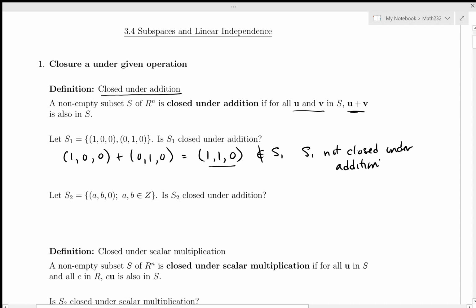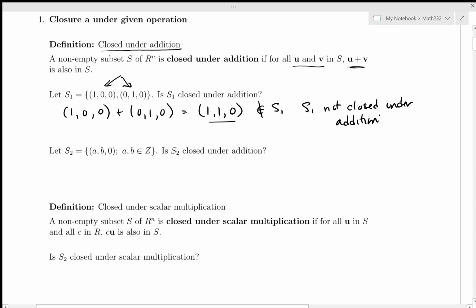Okay, in some sense, you could think of this along the lines of, if I use the operation given, in this case addition, and I use the items in my set, I can escape outside of my set. That means it's not closed. Okay, let's take another example.